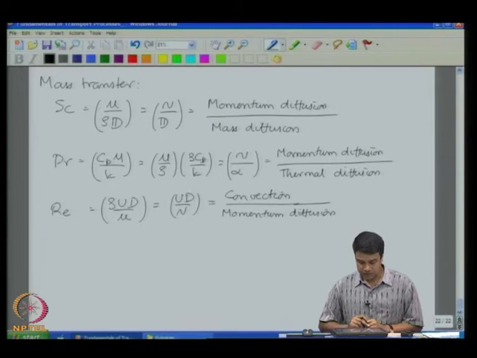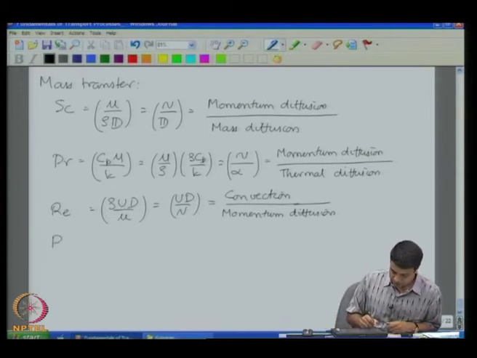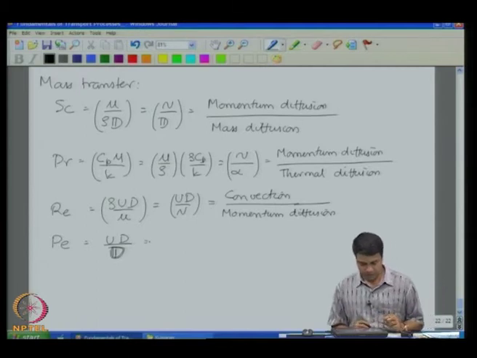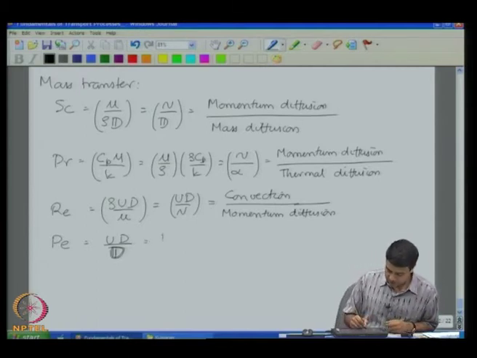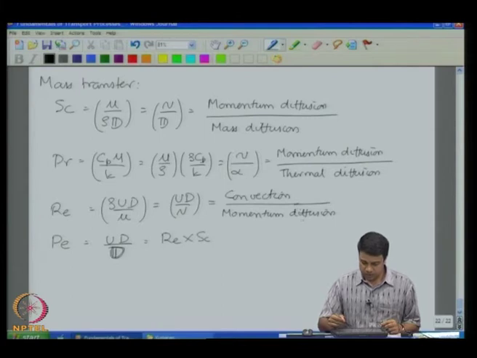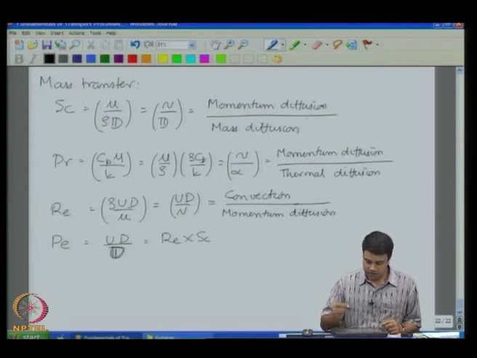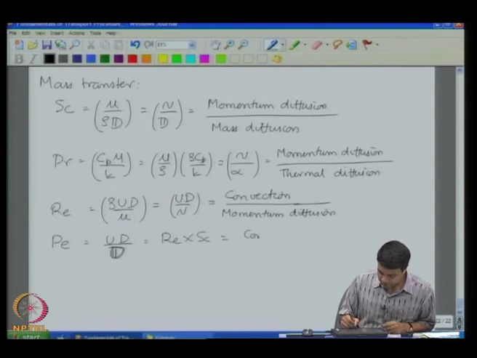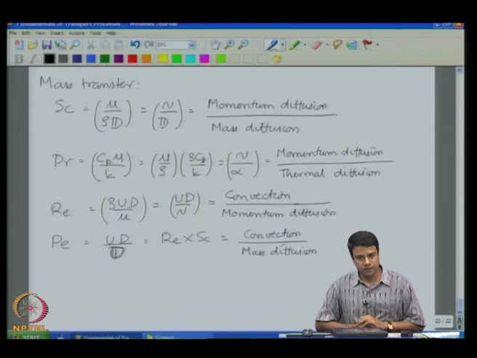For example, I can get a Peclet number is equal to u d by the mass diffusion coefficient. And you can easily verify that this is equal to Reynolds number times the Schmidt number. So, convection by momentum diffusion times momentum diffusion by mass diffusion gives you convection by mass diffusion. So, this is the Peclet number for mass transport.